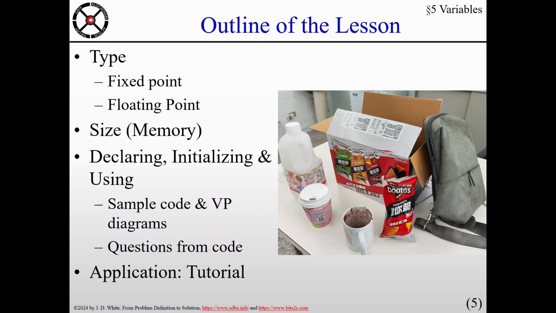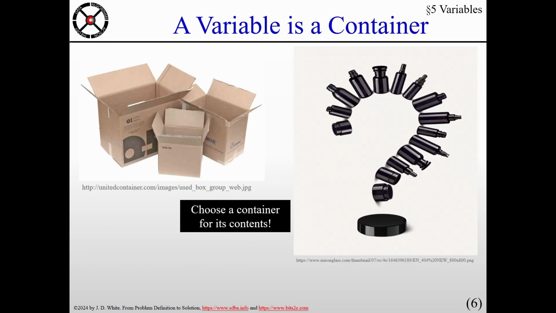By means of review, first of all, we have two key types of variables that we are interested in. One is fixed point, one is floating point. Within these two types of variables, the size is how much memory we're taking. Once we know this, we can then start declaring, initializing, and using. Okay? Key point, a variable is a container. It's just a container to hold something. And whichever type of container depends on what we want to put in it.